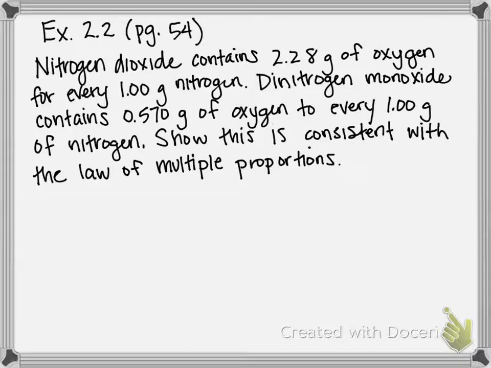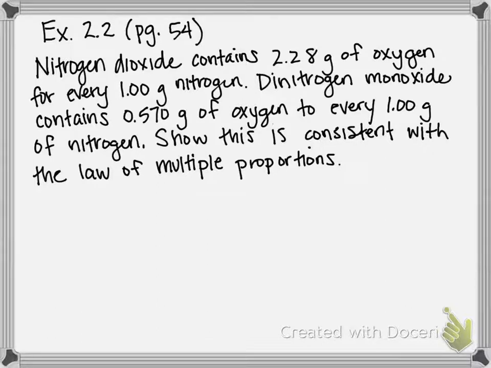So the problem states that nitrogen forms several compounds with oxygen, including nitrogen dioxide and dinitrogen monoxide. Nitrogen dioxide contains 2.28 grams of oxygen to every 1 gram of nitrogen, while dinitrogen monoxide contains 0.570 grams of oxygen to every 1 gram of nitrogen. Show that these results are consistent with the law of multiple proportions.